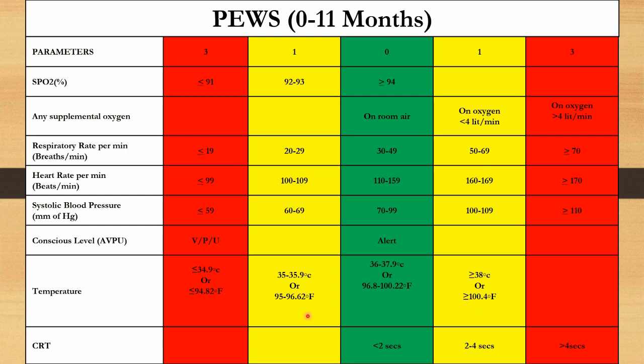If it is between 35 to 35.9 degrees Celsius or 95 to 96.62 degrees Fahrenheit, give a score of 1. If it is less than or equal to 34.9 degrees Celsius or less than or equal to 94.82 degrees Fahrenheit, then give a score of 3.